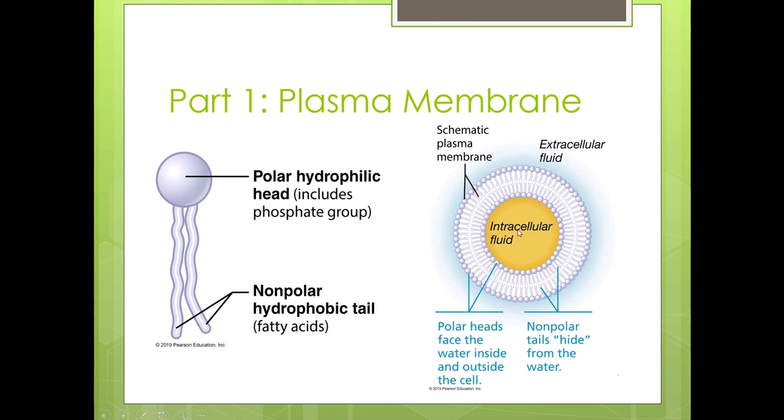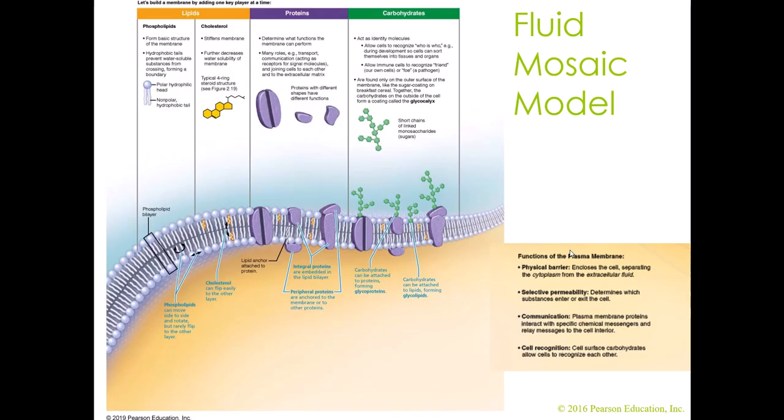Since both the fluid inside the cell, the intracellular fluid, and the fluid outside the cell, the extracellular fluid, are primarily water-based, because we're primarily a water-based organism, we end up with a plasma membrane that is a bilayer of phospholipids, with the heads facing out and facing in, facing the water because they're hydrophilic, and then those hydrophobic, water-fearing tails are then on the inside of the plasma membrane.